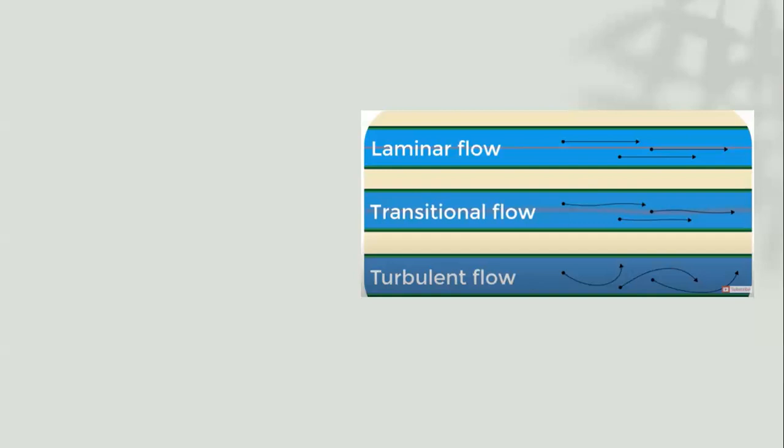which is density, viscosity, and the diameter of the hose. All these things will also be dependent. On the flow, what are the other things which are dependent? The density of the liquid, the viscosity of the liquid, and the diameter of the hose.